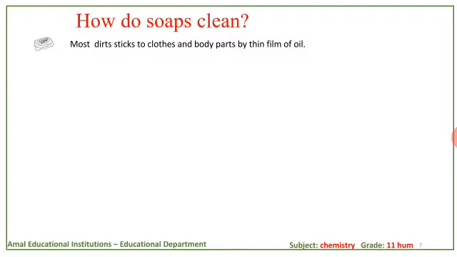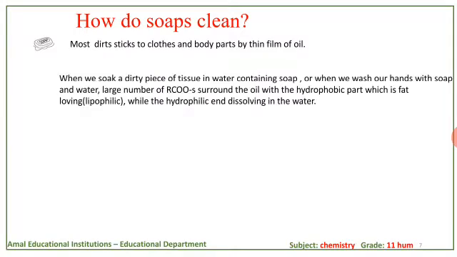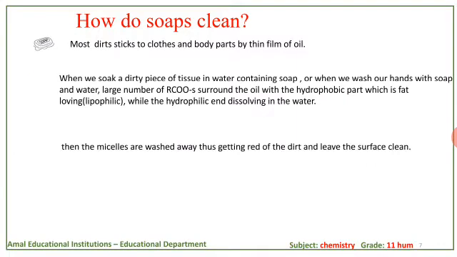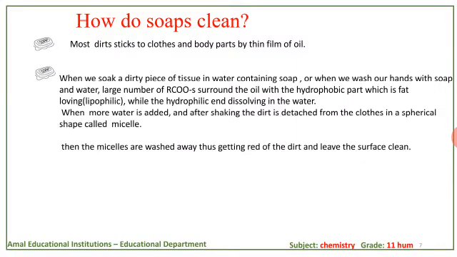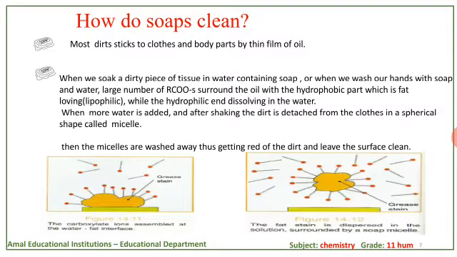How do soaps clean? Here we are going to know the mechanism of detergency and how it occurs. First of all, most dirt sticks to the clothes and body parts by a thin film of oil. When we soak a dirty piece of tissue in water containing soap, or when we wash our hands with soap and water, a large number of carboxylate ions surround the oil with the hydrophobic part, which is fat-loving.